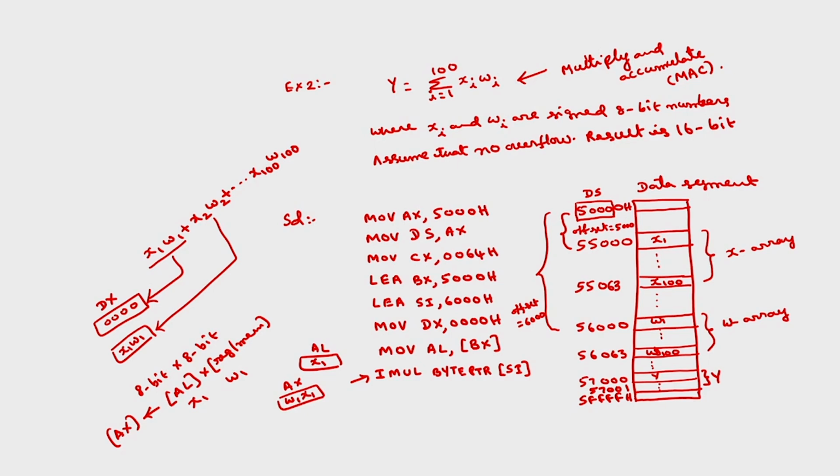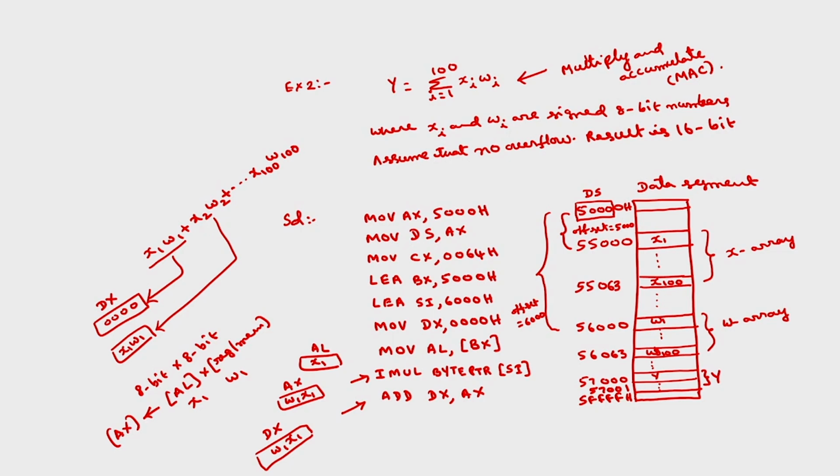This I have to add to DX and store the result into DX. ADD DX, AX. The initial value of DX is 0000 and AX is W1 X1. These two will be added and the result is stored back into DX. So after this instruction, DX contains 0000 plus W1 X1, so this is W1 X1. This operation you have to perform 100 times.